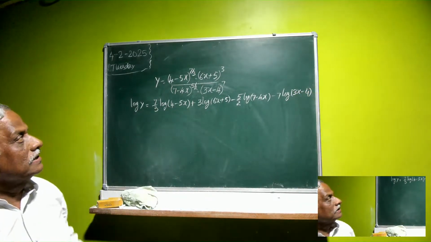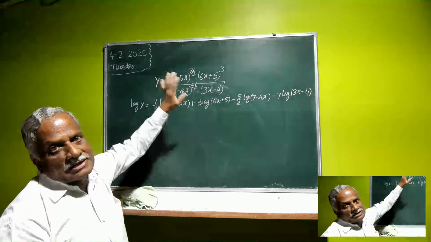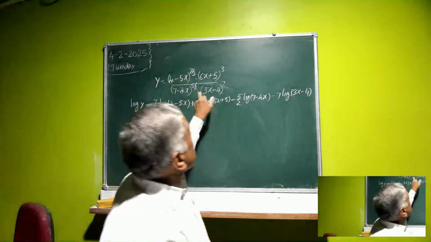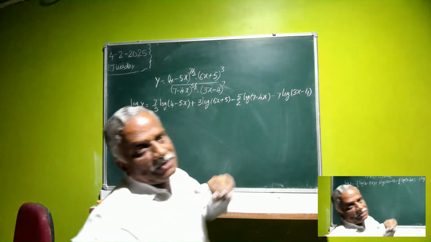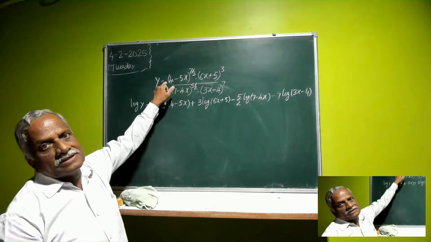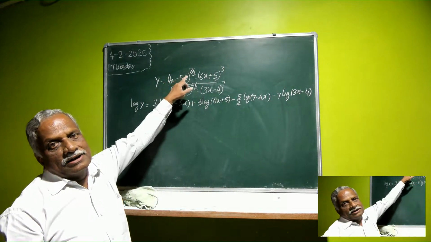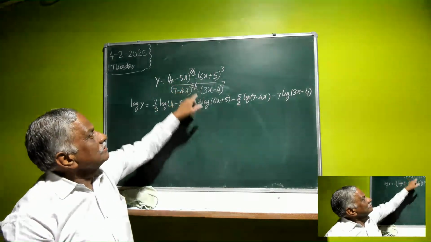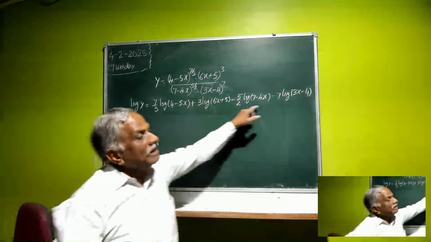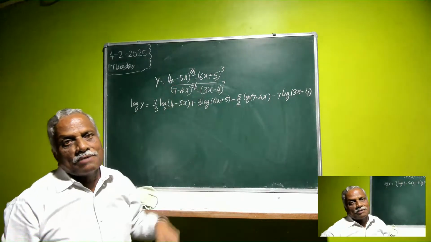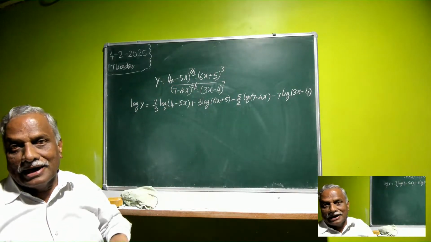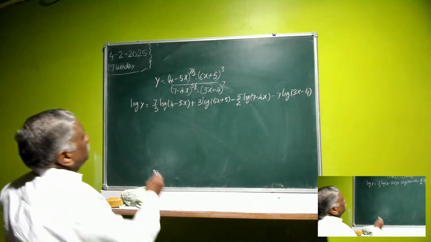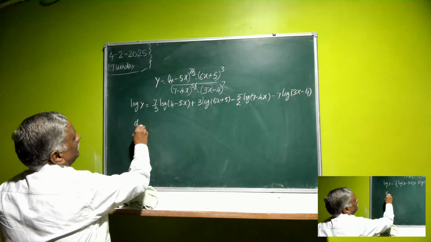Let's explain how we got it. Log m by n is log m minus log n. So when I take the log, I should get minus for both of them. Why should I write a minus? Because log m by n is log m minus log n. So these two terms are negative. So what is your answer?